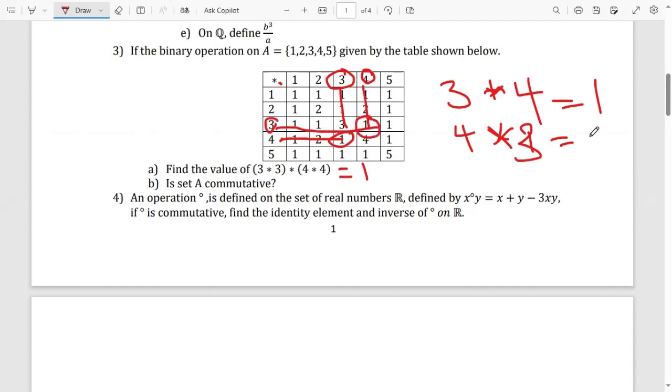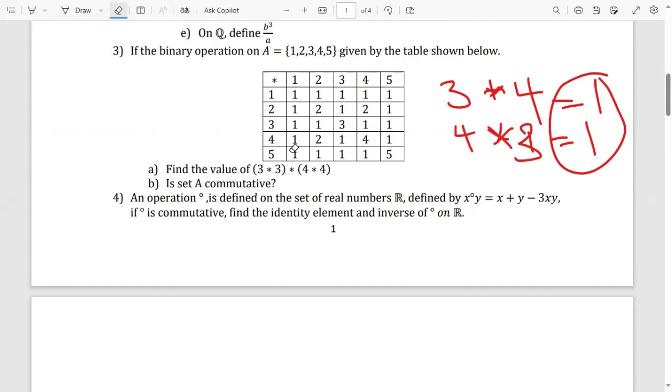It's giving me 1. Okay, so since 3 star 4 and 4 star 3 are giving me the same thing, then we can say that set A is what? Commutative. All right, so that's one method of finding it. But if you don't want to use that method, there's another method that you can use.